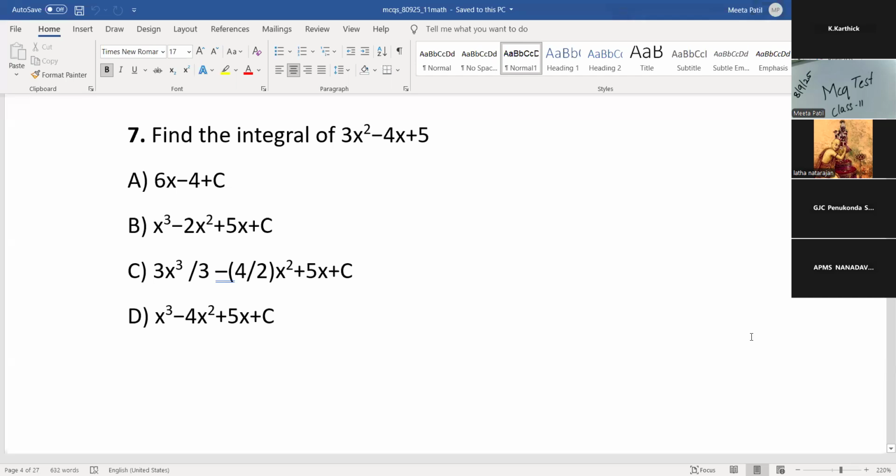Option A, 6x minus 4 plus c. Option B, x cube minus 2x square plus 5x plus c. And option C, 3x cube by 3 minus 4 by 2x square plus 5x plus c. And option D.